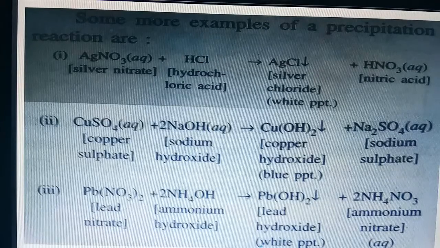So here, what is the criteria? How to know that a precipitation reaction is taking place? By seeing a precipitate. If a precipitate is forming, you can say it is a precipitation reaction.